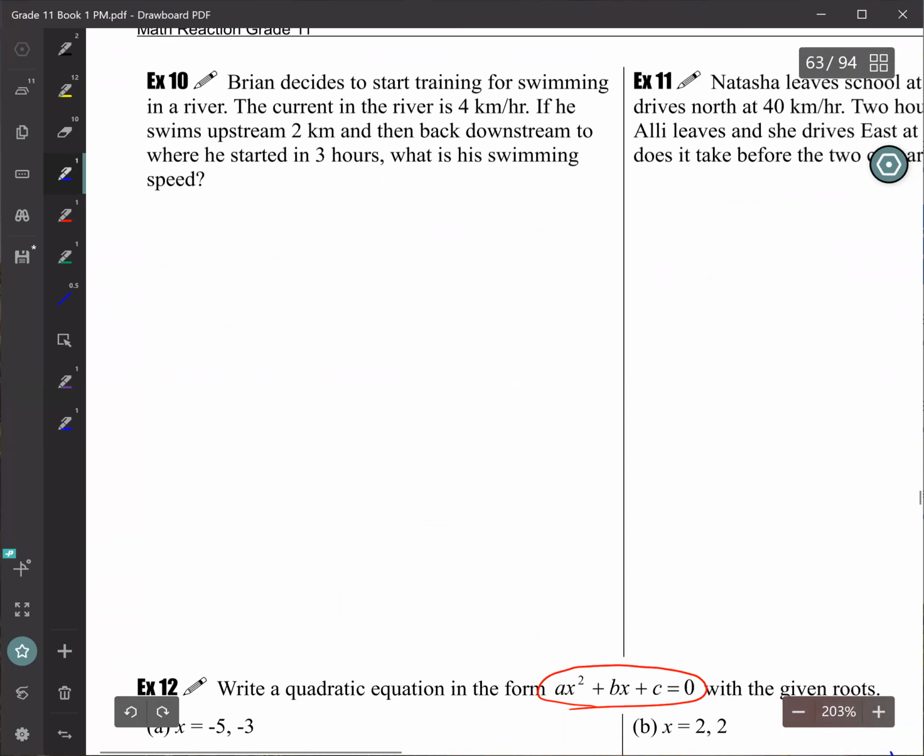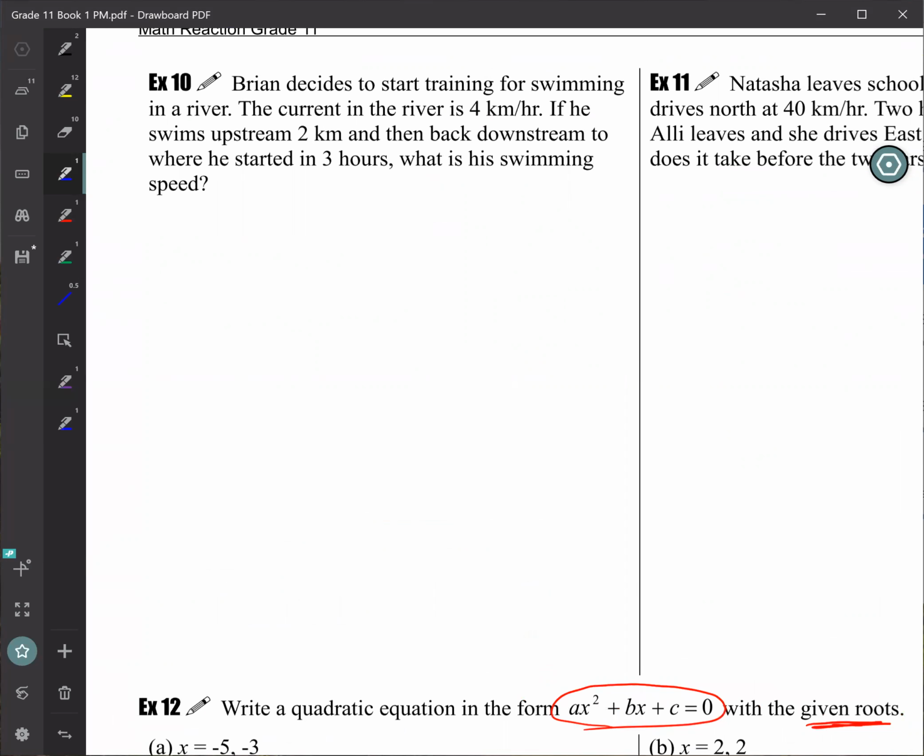So this one is, okay, swimming. Similar. Instead of airplane, we have Brian. So please, let's have Elaine, can you read the question for us? Brian decides to start training for swimming in the river. The current in the river is 4 kilometers per hour. If he swims upstream 2 kilometers, then back downstream to where he started in 3 hours, what is his swimming speed? Okay, very good.